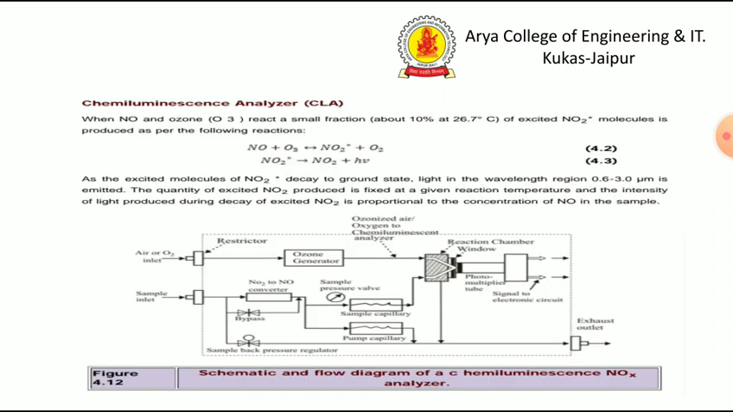Next one is CA. CA is also known as Chemiluminescence Analyzer. When NO and ozone react, a small fraction of the NO2 is produced in an excited state as per the reaction presented.